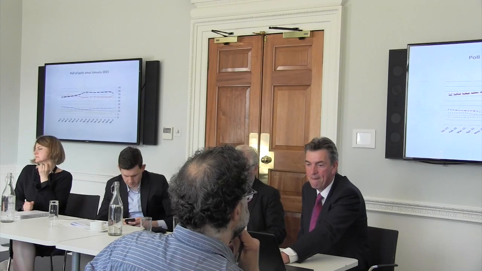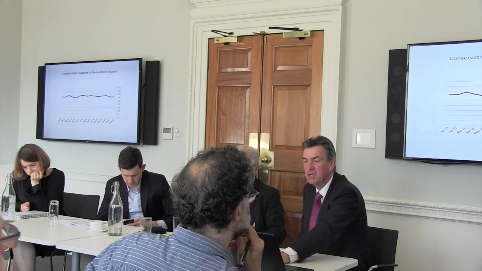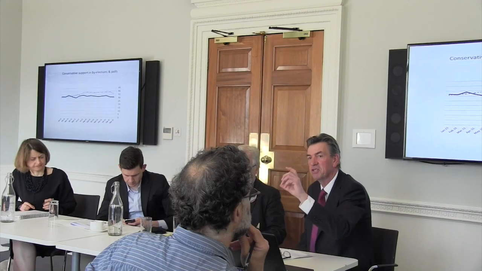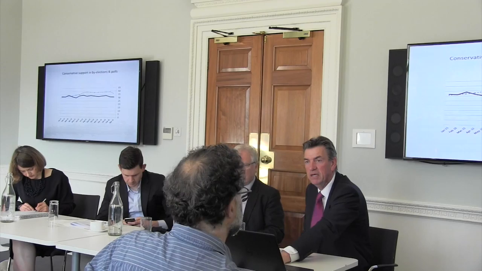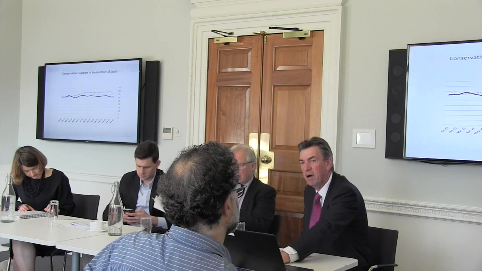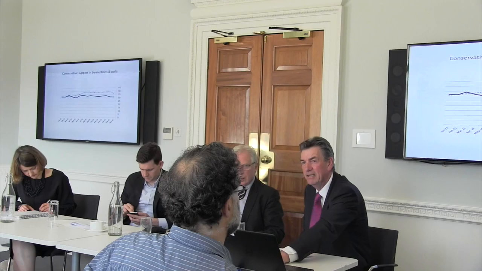So this is the Conservative support in the by-elections, and that's the polls. There's an opening up of a gap here. Normally these lines are so close to one another you can barely distinguish them, but there is a small gap opening up between the polls and the by-elections. So the Tories aren't doing as well in the by-elections as they are in the national polls. That's kind of different to what it has been in the past.